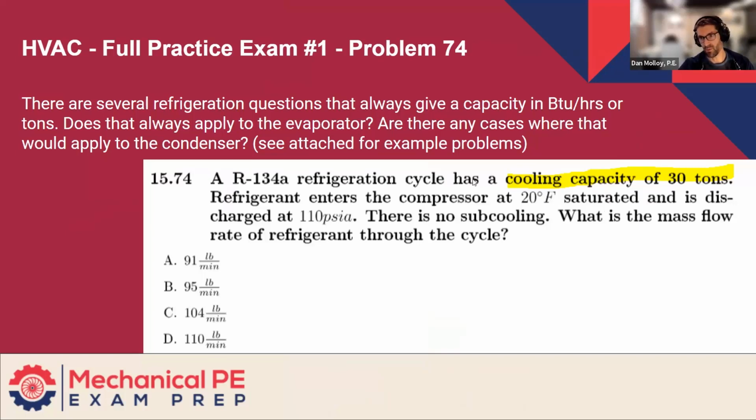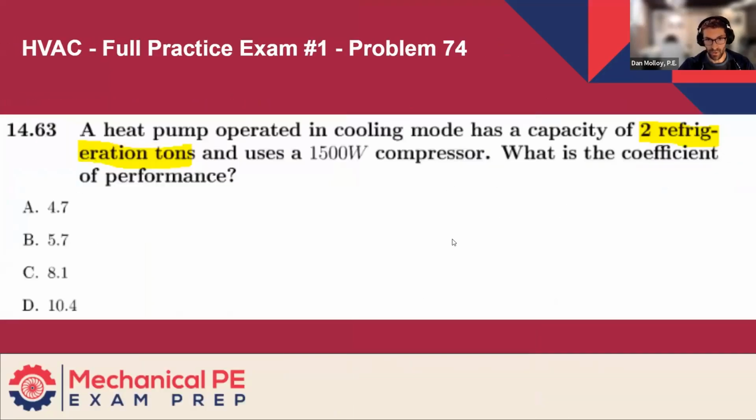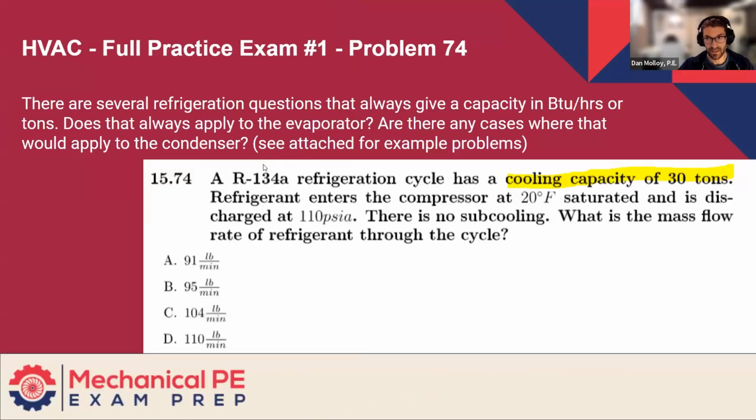So this example problem was a refrigeration cycle with a cooling capacity given in tons. And this other example was a heat pump operating in cooling mode where the capacity is given in refrigeration tons. So the answer is, if it's given in tons, yes, it always refers to the evaporator, because the problem is about refrigeration or air conditioning or a heat pump that's being operated in cooling mode. So it's about a refrigeration cycle in all those cases. If it's a heat pump being operated in heating mode, then we would not refer to the capacity in tons. We would have to say BTUs per hour in that case.